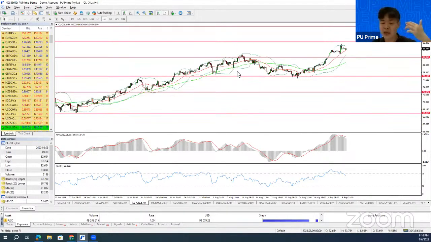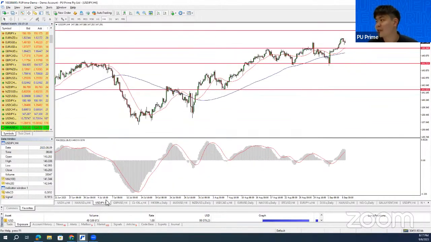But if you just want to focus on the fundamental side, and you really think that OPEC is going to reduce their production in order to protect or stabilize oil prices, then this is the thing you need to focus on also. 88.75 is the crucial resistance. Any breakout, we need to focus on 93.35.